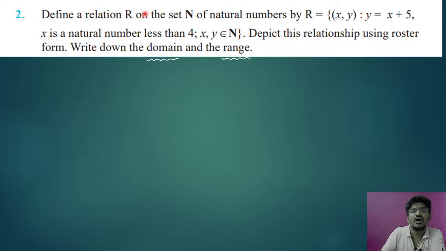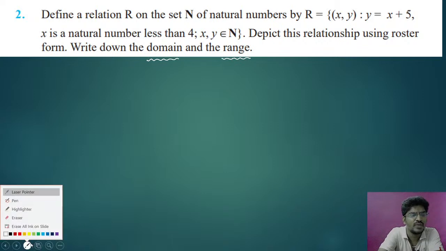Define a relation R on the set N of natural numbers. That means the relation is defined on the set of natural numbers. R is equal to the set of x comma y such that y is equal to x plus 5, where x is a natural number less than 4, and x comma y belongs to N. Depict this relationship using roster form. Already you know what is roster form. Write down domain and range. Okay, no problem. Let us write domain and range.